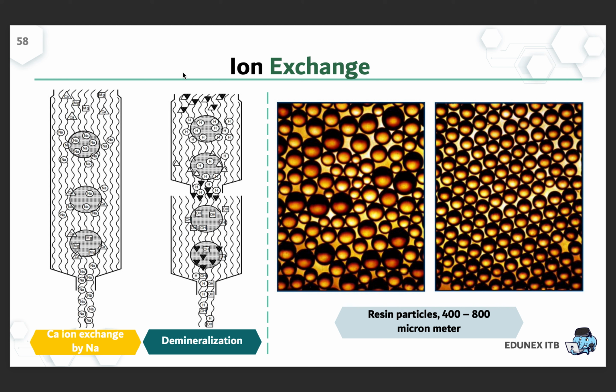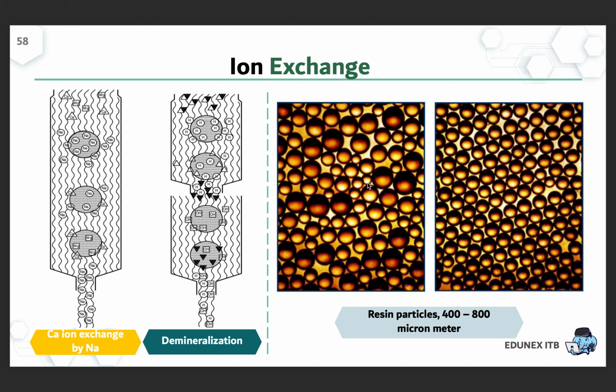In the fixed bed process, you just pour the water from up, and then it goes down, and during the flow it will contact the resin and exchange some ions. So this is the example of demineralization. If we want to remove the minerals in the water, first we contact the water with the cation exchange resin, and then after that with the anion exchange resin.